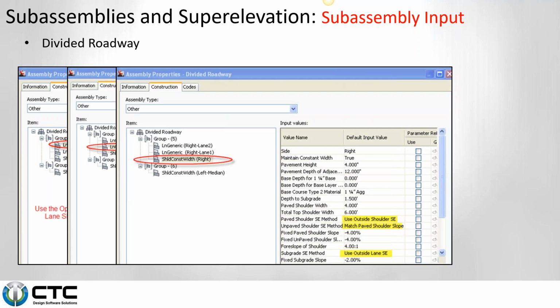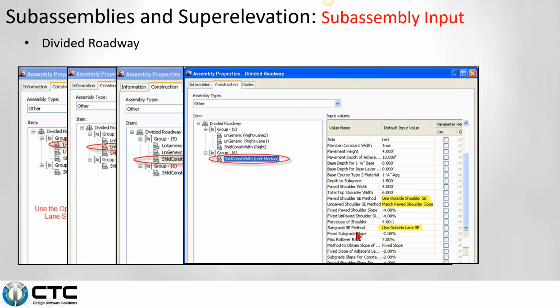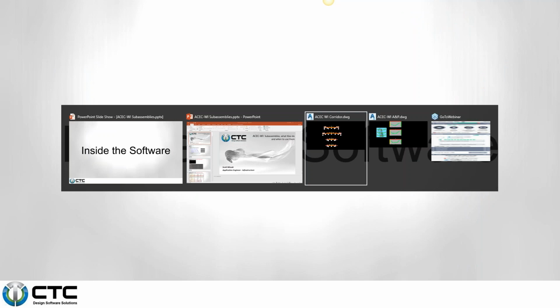The shoulder, use outside shoulder, match pavement shoulder slope, use outside lane for the 3 steps there. And then the shoulder constant width on the median side, again, use outside shoulder, match pavement shoulder, use outside lane. Pretty straightforward on using these subassemblies for super elevation. You just have to remember which one to use and when to use it. So I'm going to go ahead and jump into the software.